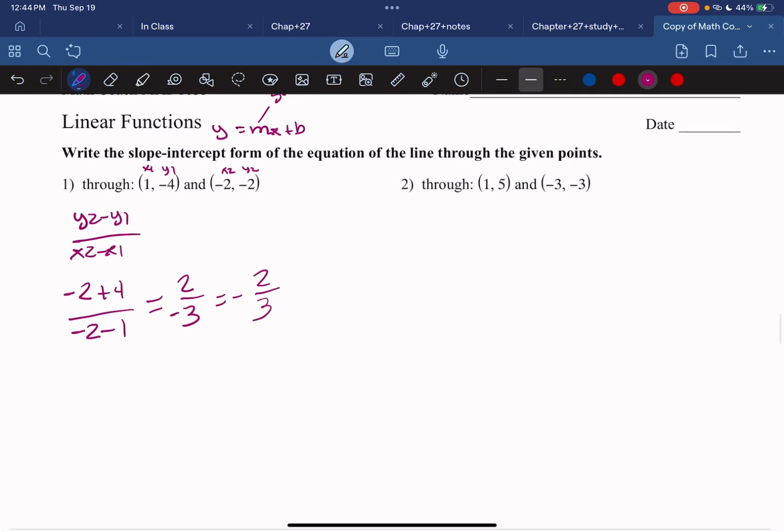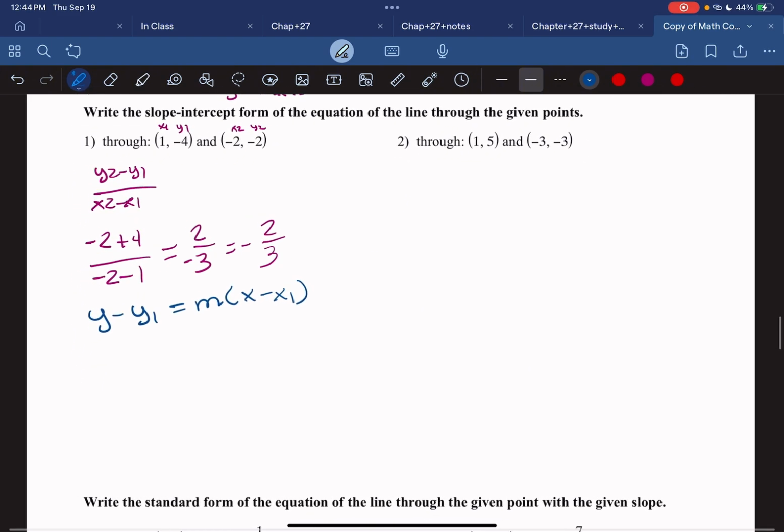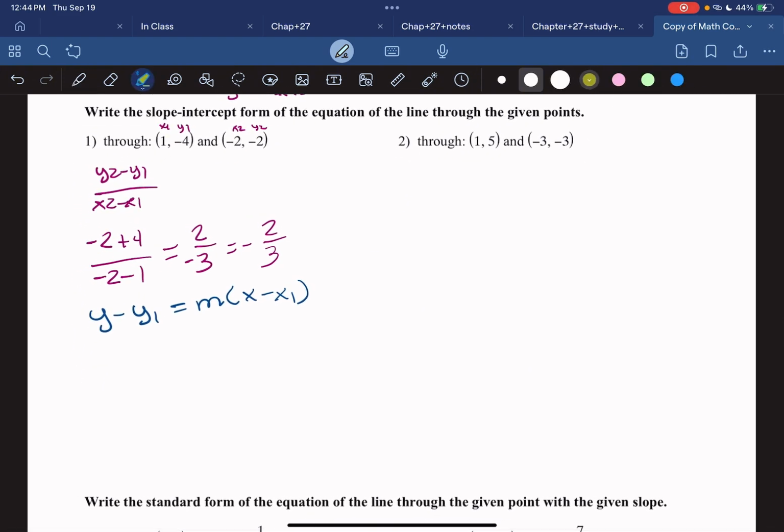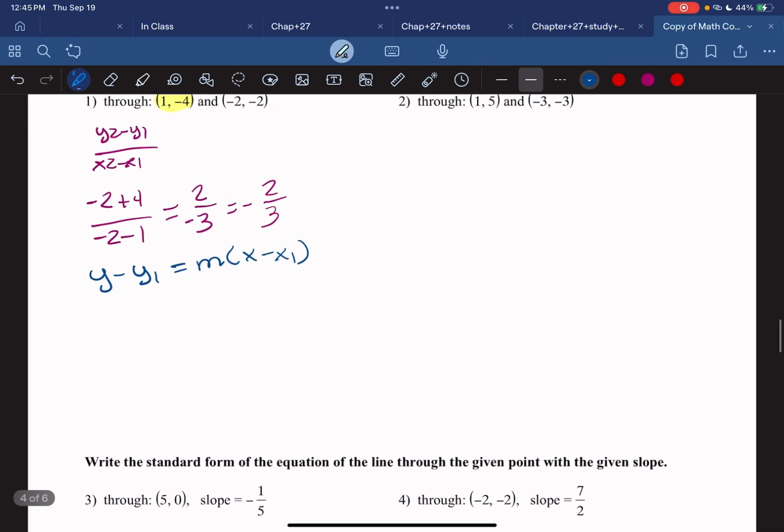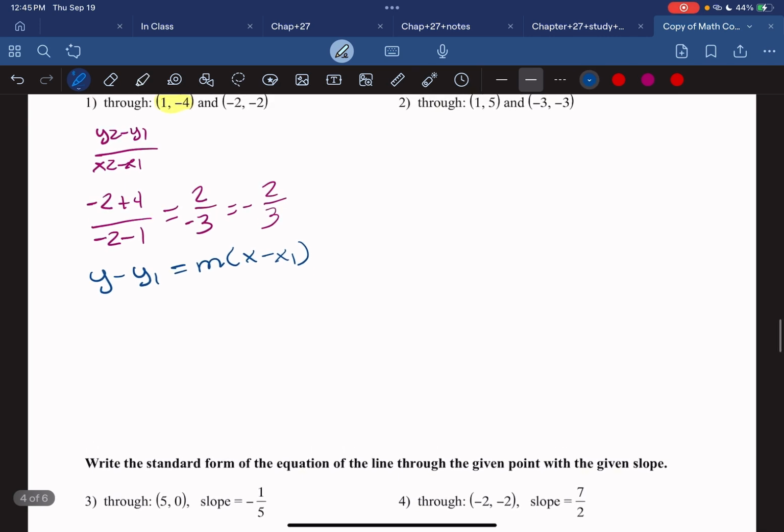In order to put it in slope-intercept form, first we have to put it in point-slope form. What is point-slope form? Y minus y1 equals m times x minus x1. We plug in our values. We can plug in either of these two. I'm going to use this one just because one of them is positive, but it doesn't really matter. You're going to get the same answer. And the slope is this, which is what we found.